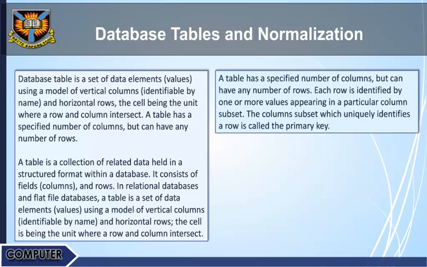In relational databases and flat file databases, a table is a set of data element values using a model of vertical columns identifiable by name and horizontal rows, the cell being the unit where a row and column intersect. A table has a specified number of columns but can have any number of rows. Each row is identified by one or more values appearing in a particular column subset. The column subset which uniquely identifies a row is called the primary key.